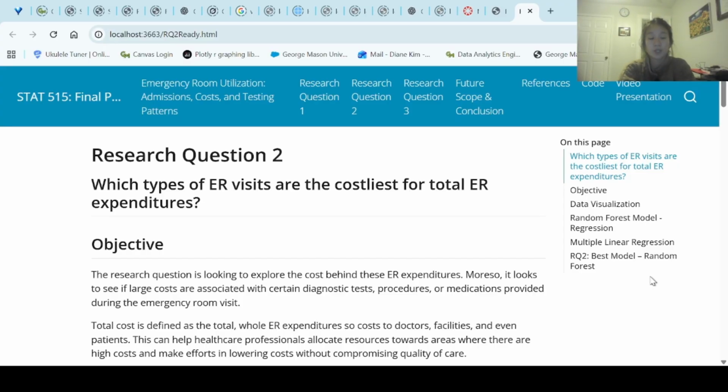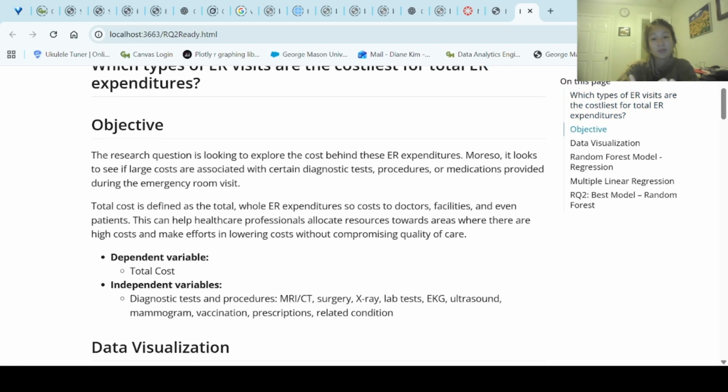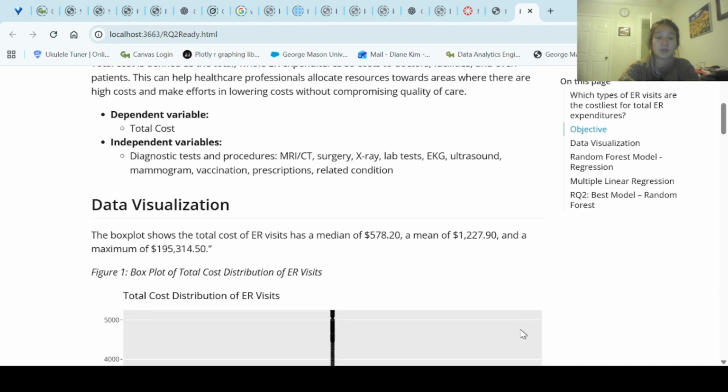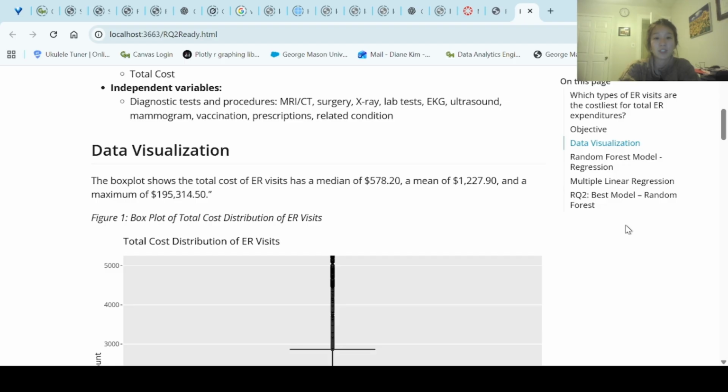My second research question looked at what types of ER visits are costliest for total ER expenditures. This question is important because it helps healthcare professionals allocate resources towards areas where there are high patient costs and hopefully make efforts in lowering costs without compromising quality of care. The dependent variable I looked at was total cost, which was a continuous variable. Some independent variables were the diagnostic tests and procedures, similar to research question number 1.